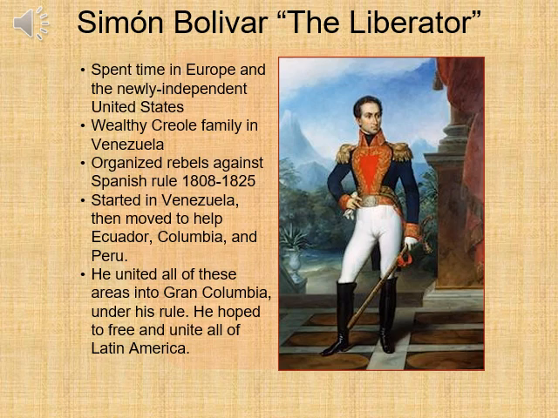Using the inspiration drawn from the Haitian Revolution in 1804, Bolivar organized rebels against Spanish rule between 1808 and 1825. He started in his native Venezuela, then moved on to help Ecuador, Colombia, and Peru. Bolivar was able to unite all of these areas into one unified territory called Gran Colombia under his rule. And his hope was eventually to free and unite all of Latin America as one country under his rule, free of colonial oppressors.